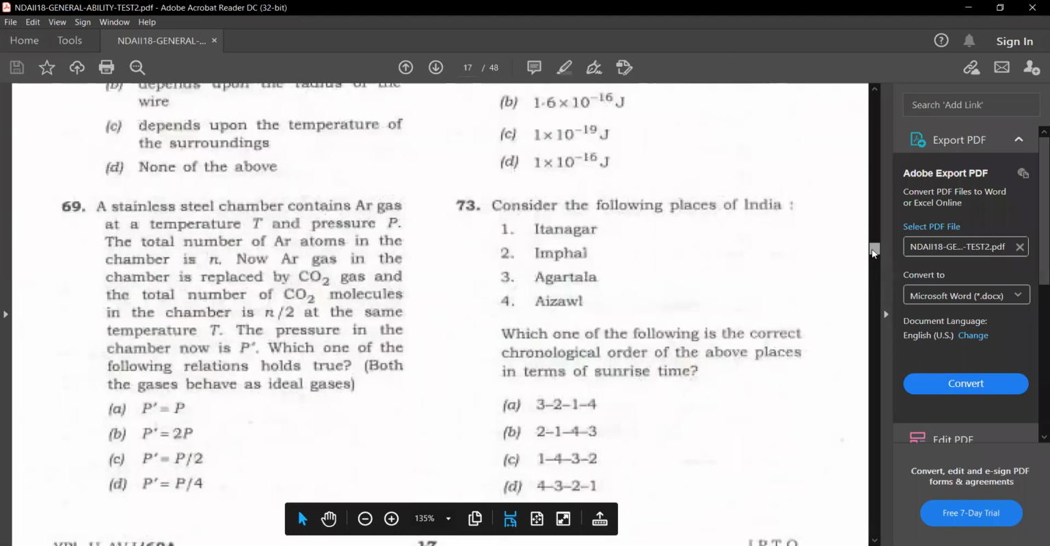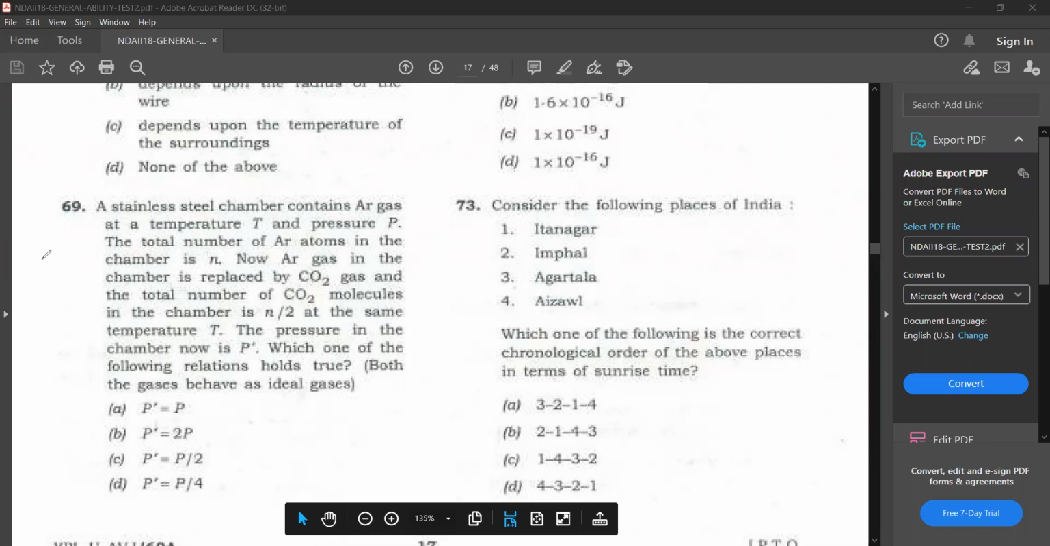A stainless steel chamber contains argon gas at a temperature T and pressure P. The total number of argon atoms in the chamber is N. Now the argon gas in the chamber is replaced by carbon dioxide gas. The total number of carbon dioxide molecules in the chamber is N by 2 at the same temperature. Now the pressure is P dash. Which holds true? From the options, which is true?